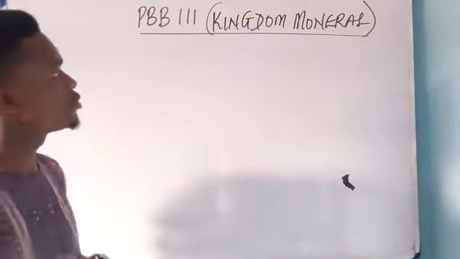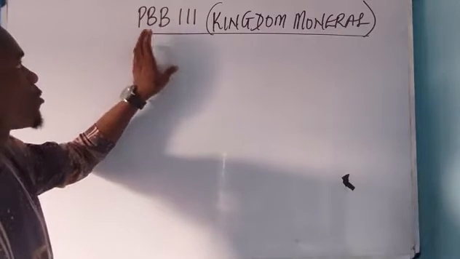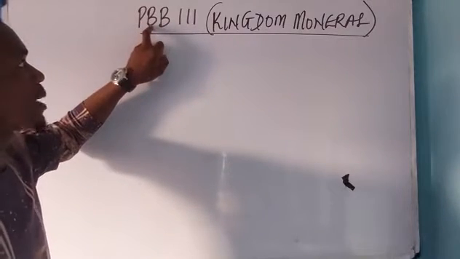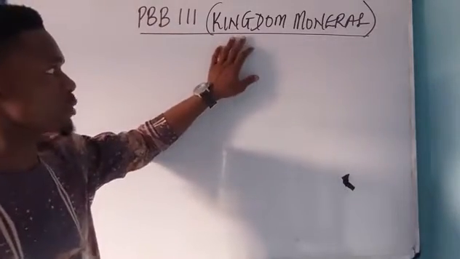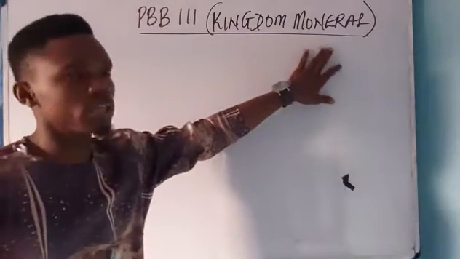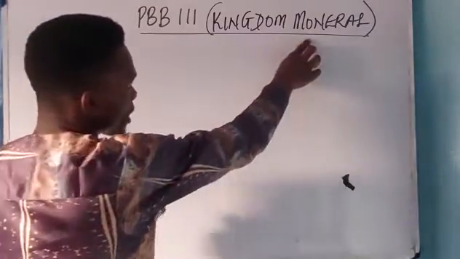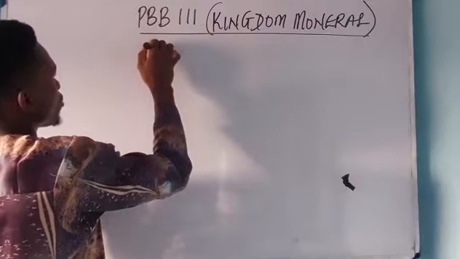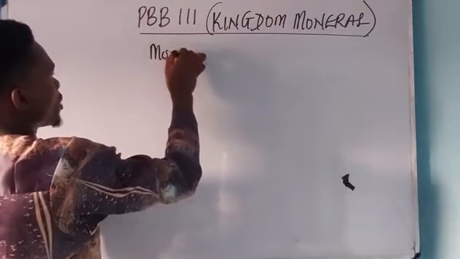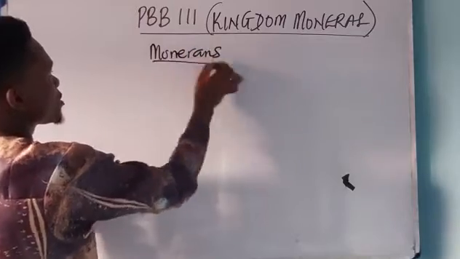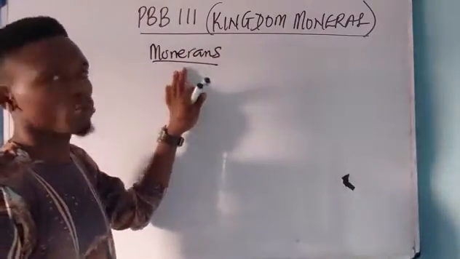In today's video, I shall be taking us PBB, which stands for Biology and what? Biotechnology. Then you have the topic called Kingdom Monera. The organisms found in Kingdom Monera are actually called Monerans. They are called Monerans, okay? The organisms found in Kingdom Monera are called Monerans.